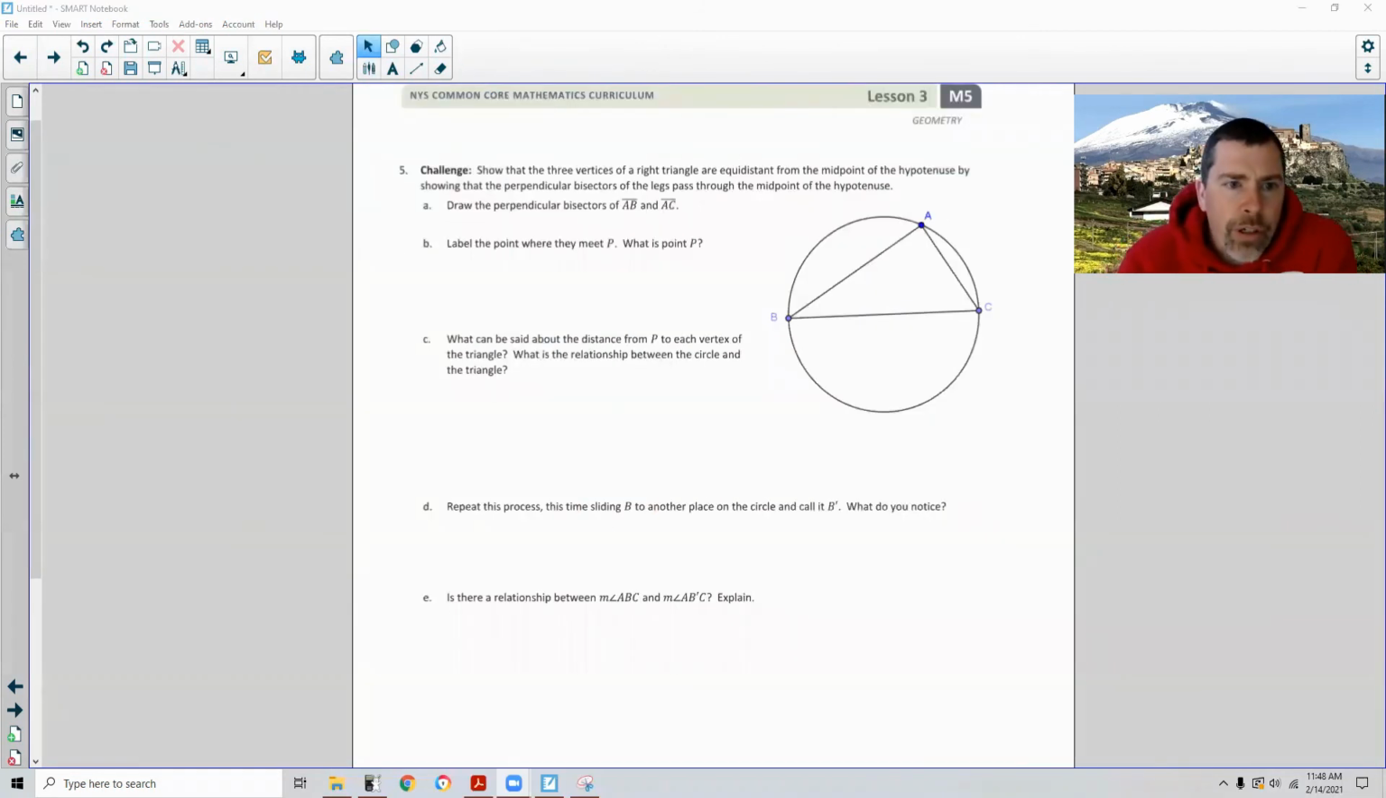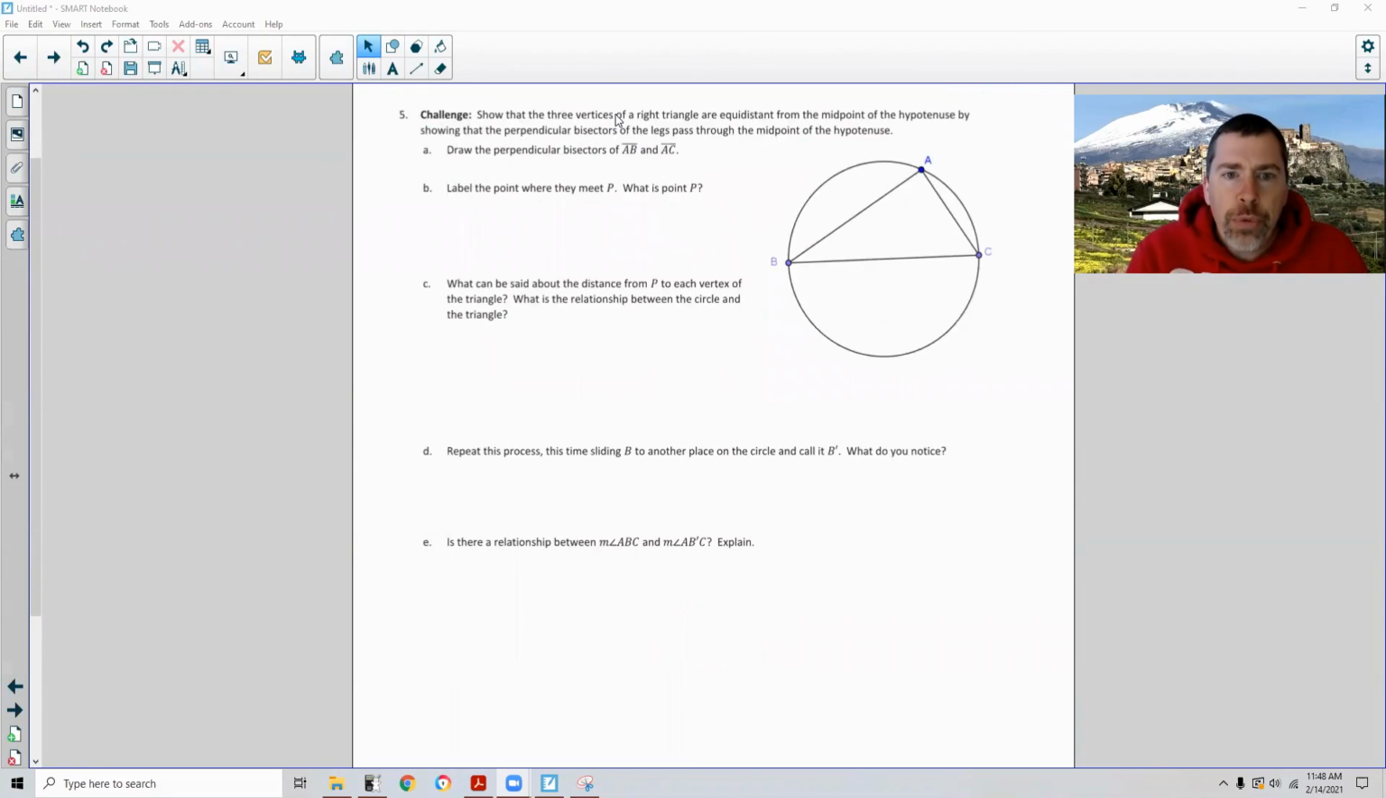Okay, page 4, number 5, challenge. Is it really that much of a challenge? We'll see. Show that the 3 vertices of a right triangle, so here's a right triangle. How do we know it's a right triangle? Well, let's see. Show that the 3 vertices of a right triangle are equidistant from the midpoint of the hypotenuse by showing that the perpendicular bisector of the legs passes through the midpoint of the hypotenuse. A, draw the perpendicular bisectors of AB and AC.